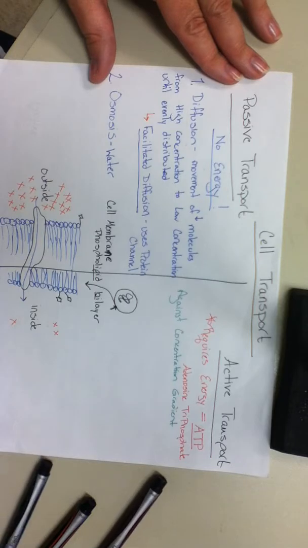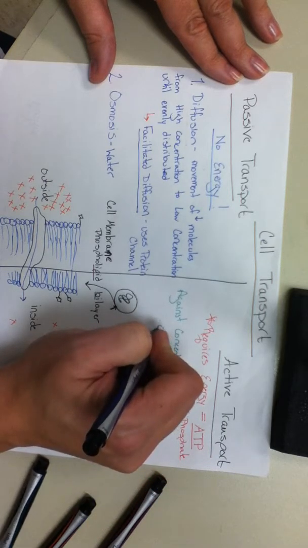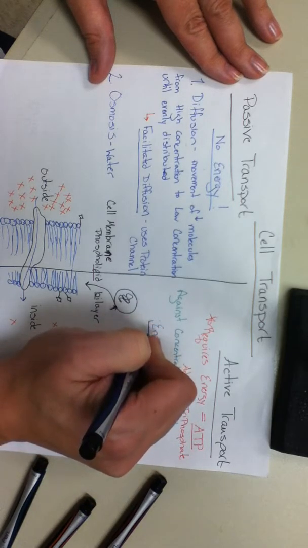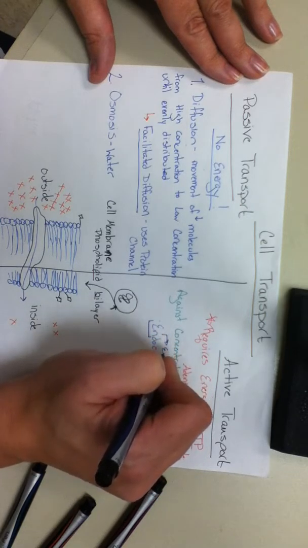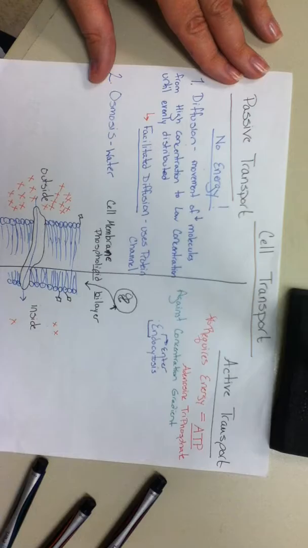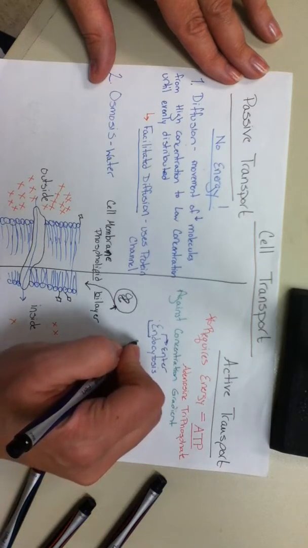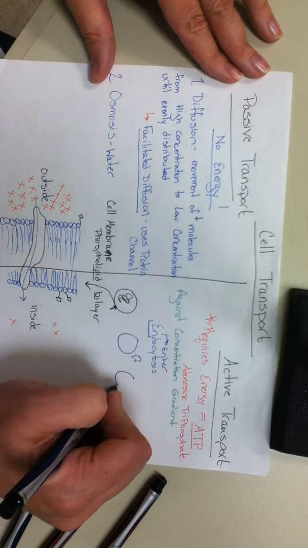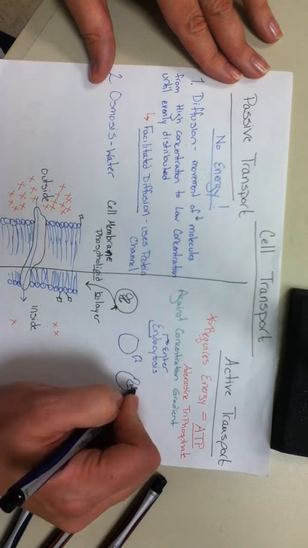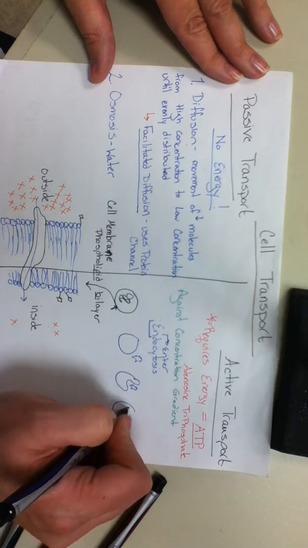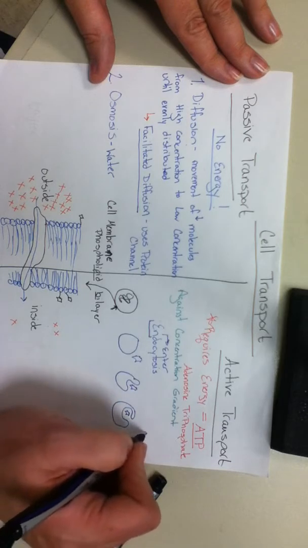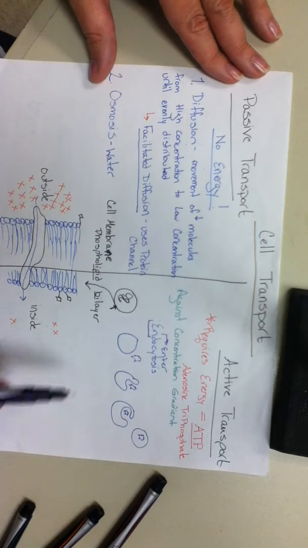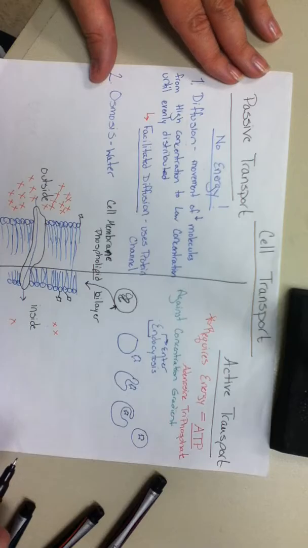The types of active transport that we're going to talk about are endocytosis. When you see the EN, I want you to think of the word enter. Endocytosis is going to be when a cell, here's a large molecule or a vesicle on the outside of the cell. The cell is going to engulf this molecule and pinch off a piece of the cell membrane until it's inside the cell.